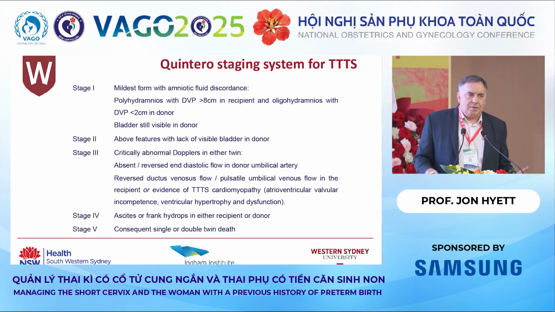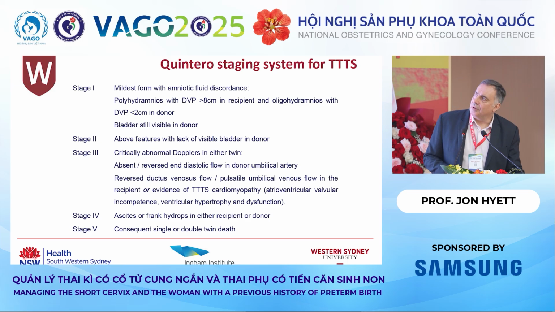So this is the staging system that's typically used for twin-twin transfusion. It's called the Quintero staging system. Ruben Quintero is an obstetrician gynecologist who works in Florida and comes from Venezuela, so he does some work in Central America as well. He described these 5 different stages of twin-twin, and you can see stage 1 is the mildest, and stage 5 is the most severe.